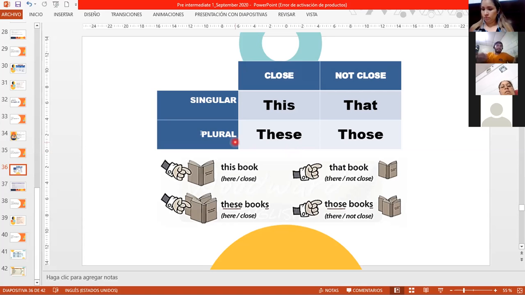You can see that with these pictures. This book, here, close. That book, there, not close. See, the distance is different, okay? Plural, these books. 1, 2 books, these books. Here, close. Those books, far. There, not close, those books. Okay.